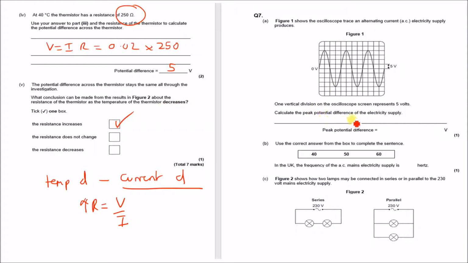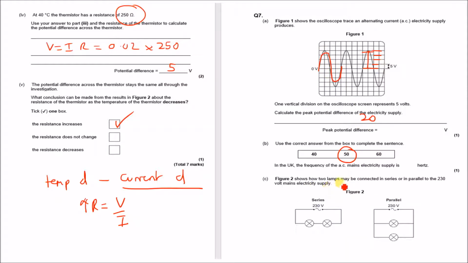Right, the next question is asking us for the peak voltage. Well, we know from here to here is 5 volts, so we've got 5, 10, 15, 20, so the whole voltage is 20 volts. In the UK, the frequency is 50 Hertz. That means this wave changes direction 50 times every second.